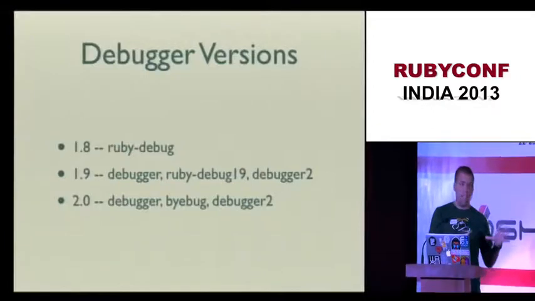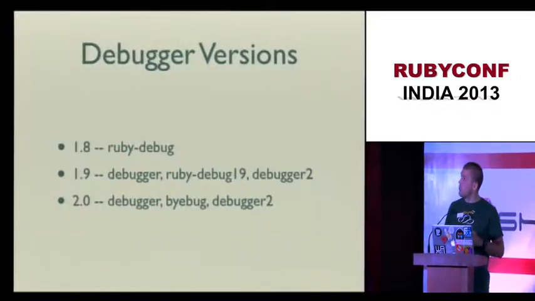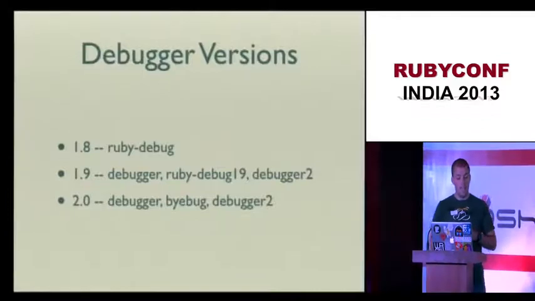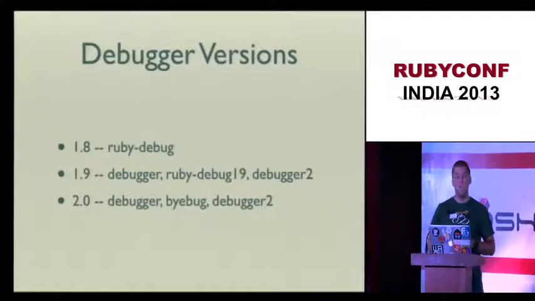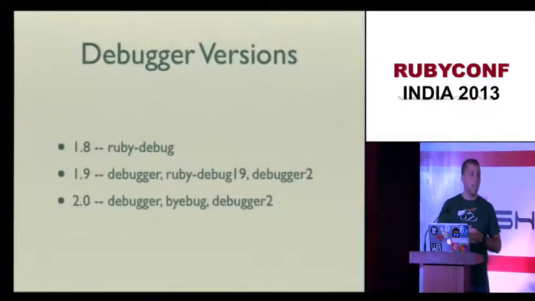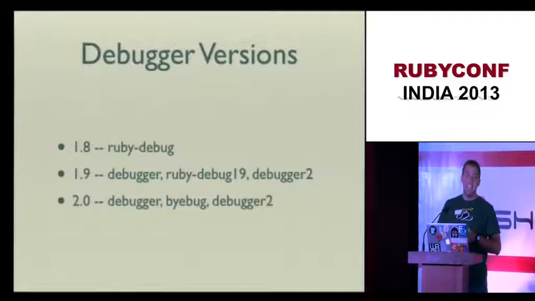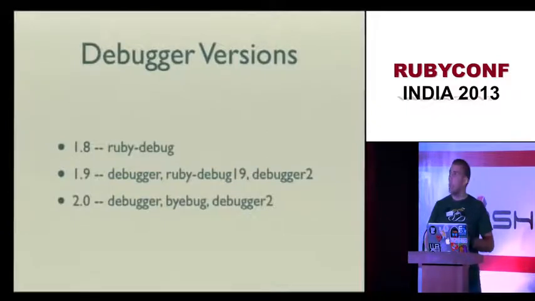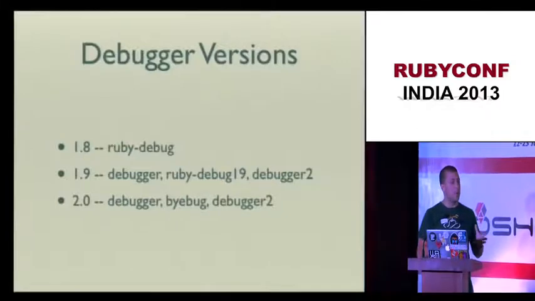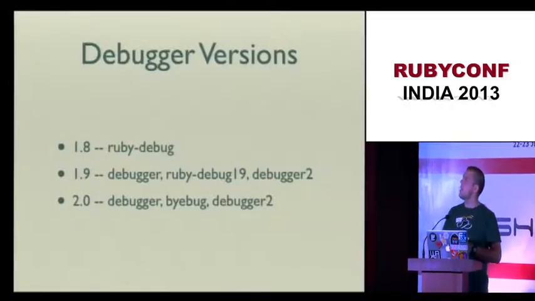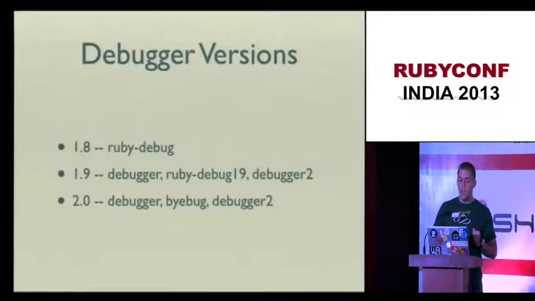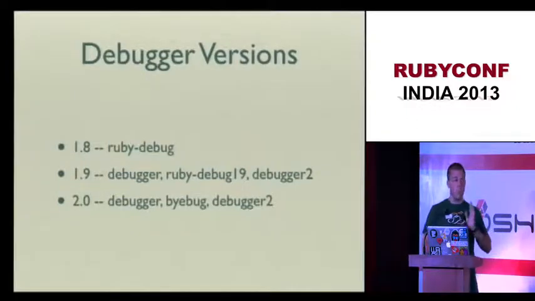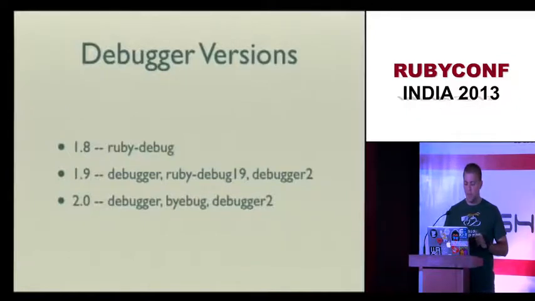I've got a nice matrix of information here for you that contains which ones you should use. If you're still using Ruby 1.8, you'll want to use a library called ruby-debug. When Ruby 1.9 came out, ruby-debug19 was created for that reason. It's since been superseded by Debugger, which is the one that we use. There's also Debugger2, which is a fork of Debugger. We'll talk a little more about that in a second. And if you're using Ruby 2.0, you can use Debugger, or Debugger2, or something called byebug.